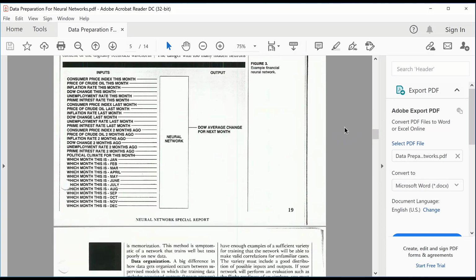Here's another example. They're trying to predict the Dow average for the next month, and notice they're predicting the change. And they put in all kinds of data here, which month it is, and what's the unemployment rate and everything else. And those are related to some of those other examples I showed you.